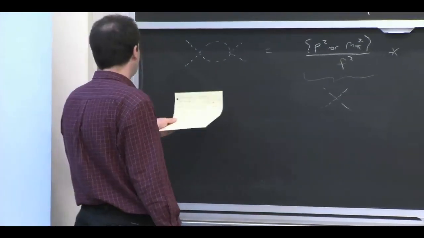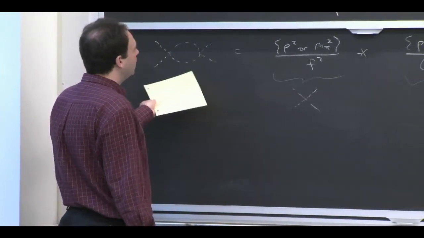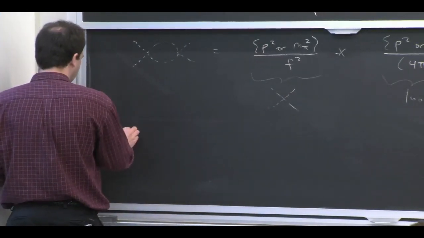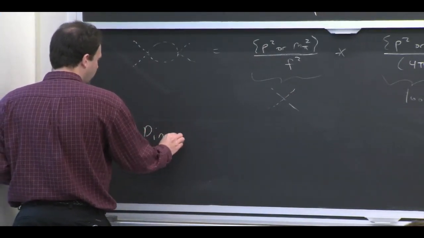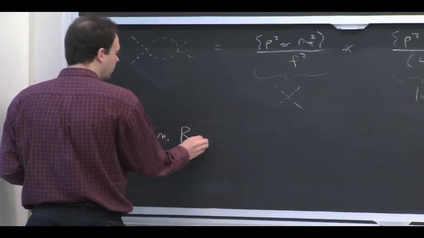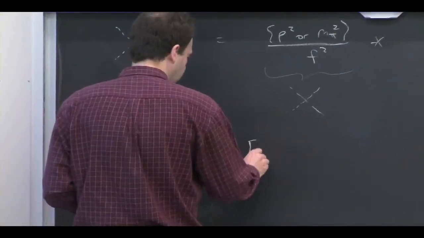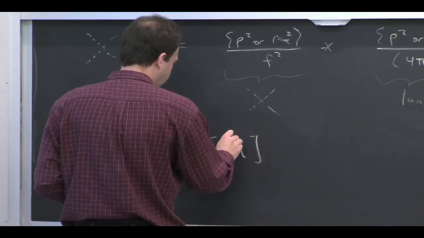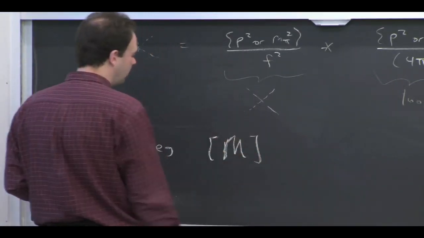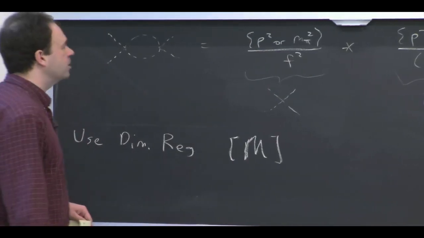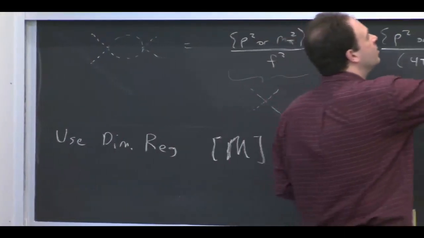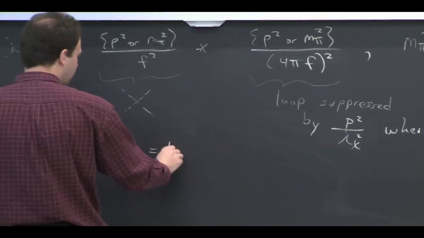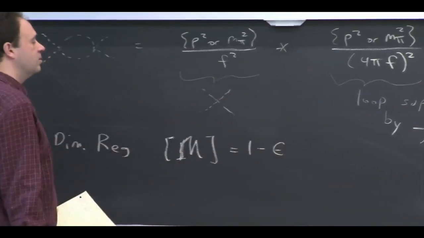OK, so we want to use dimensional regularization. And if we use dimensional regularization, we can think about having an MS-bar scheme. So how do we do that? It's a little different than gauge theory, but the idea is exactly the same. So we look at the dimensions of objects. This capital M is like a scalar field, so it has dimension 1 minus epsilon.